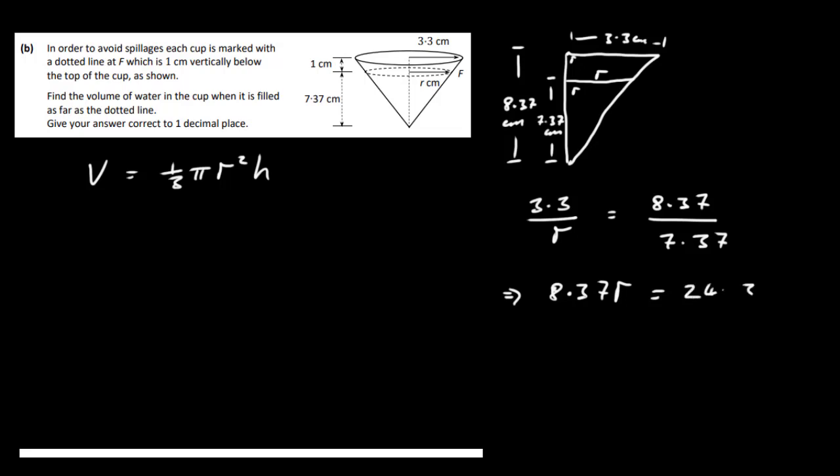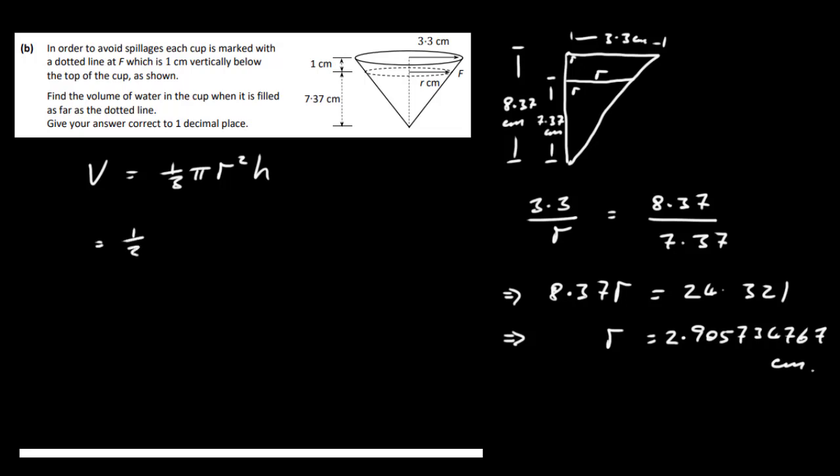So let's have a look at putting 3.3 over r. So that's this side here of the big triangle divided by its corresponding side on the smaller triangle, and that is going to be equal to 8.37, this side here of the big triangle, divided by its corresponding side in the smaller triangle, which is 7.37. So we can cross multiply here, so you get 8.37 r is equal to, we've got to multiply 3.3 by 7.37, that gives us 24.321, and finally that gives us our radius, which is 2.905734767 centimeters.